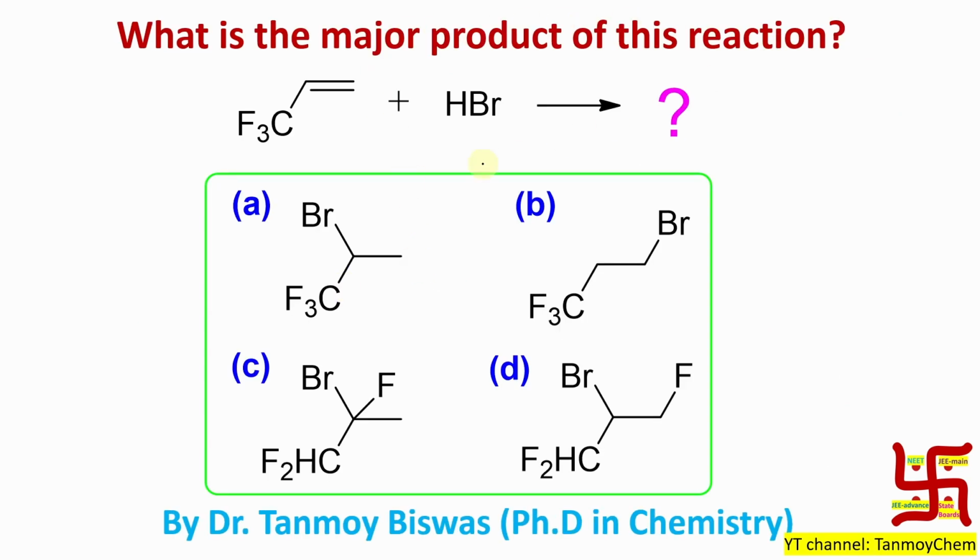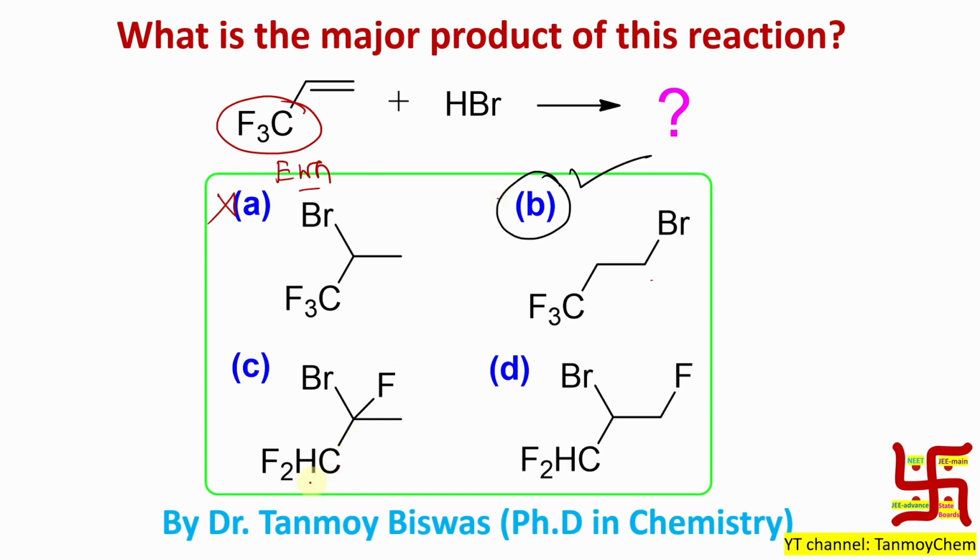Now, what is the major product of this reaction? Obviously this one, option B is the right answer. Now you may think, sir, if this question appears in your exam, how can I solve it? You need to understand the nature of this CF3 group, a very strong electron withdrawing group. So this is not possible, this is not the product.